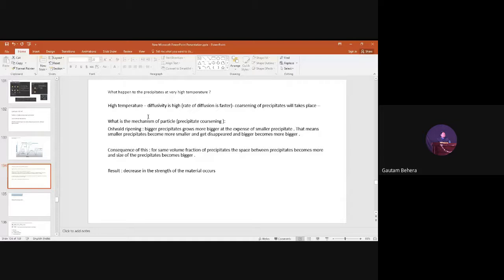Now, what is the mechanism of particle or precipitate coarsening? What kind of mechanism is playing over there, due to which the precipitate becomes bigger in size, or the particles, that is the precipitate, become bigger or coarser? The mechanism is Ostwald ripening. Ostwald ripening is a very interesting phenomenon.